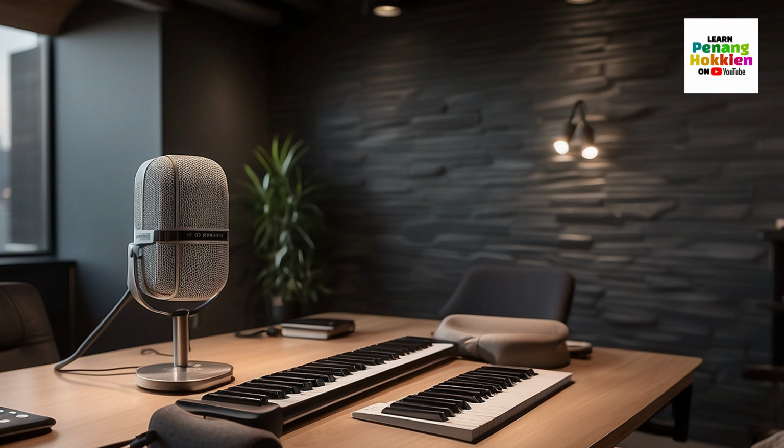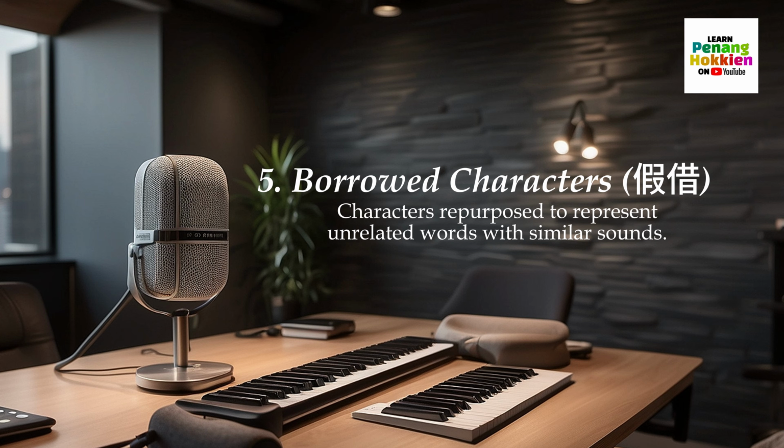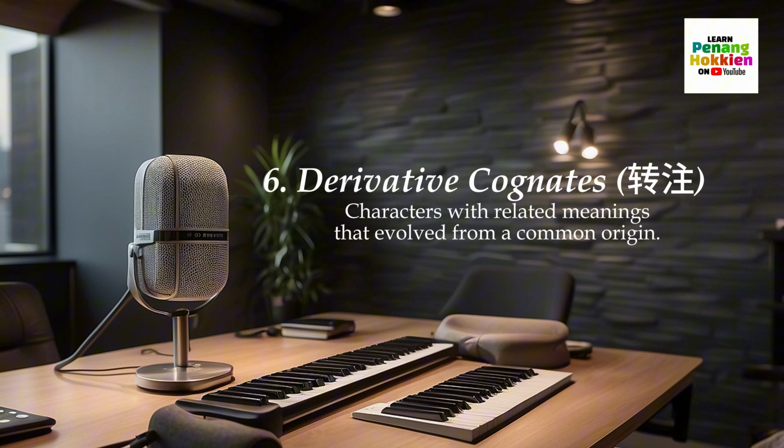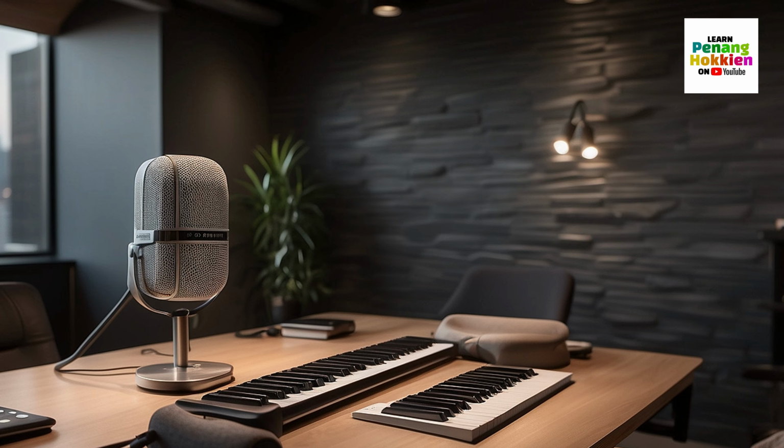Exactly. And then we have borrowed characters. Think of it like this. A character that was originally used for one word gets adopted for another word that sounds similar. So it's like the character's moonlighting, taking on a second job. I like that. And then lastly, we have derivative cognates. These are characters that started from the same ancestor but slowly developed different meanings over time. So like distant cousins of characters. Perfect analogy. It's amazing how much history and evolution is packed into each character, isn't it? Totally. And this Liushu system really helps make sense of it all.